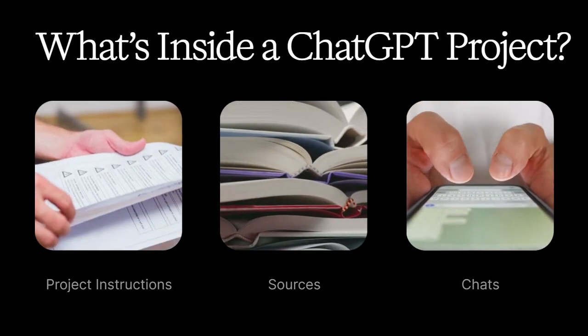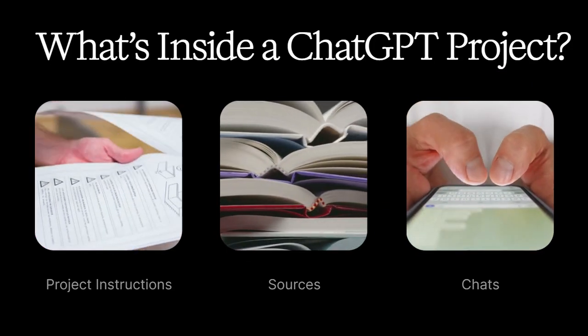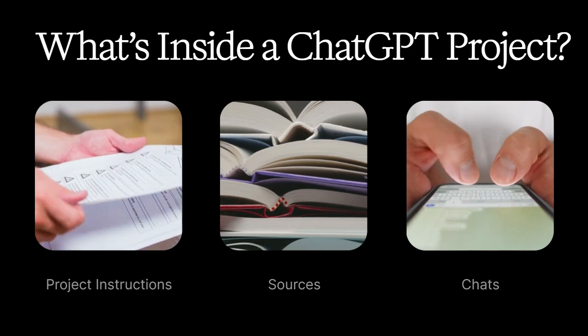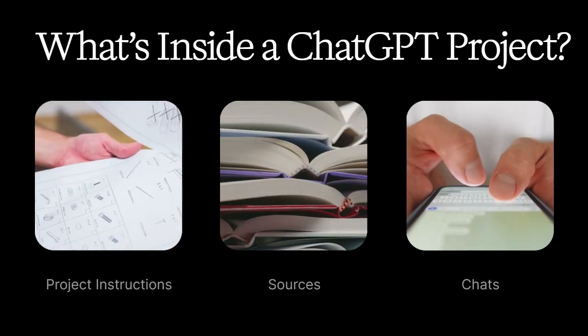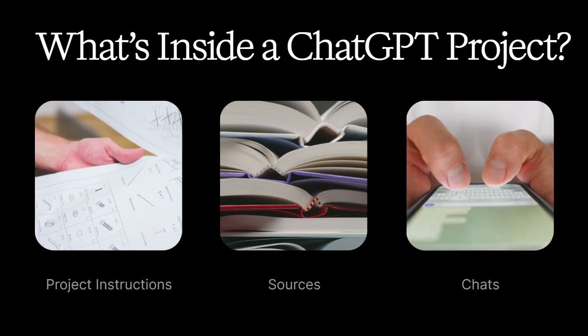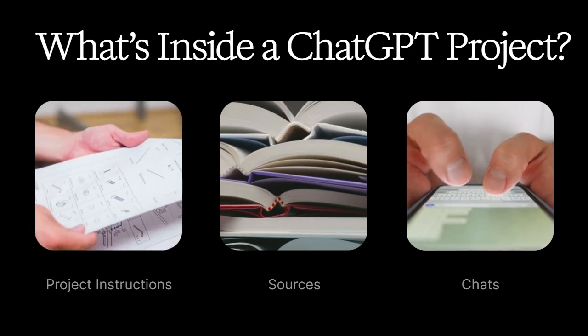If you want ChatGPT to remember the context and all the background information and all the chats that you've had with it previously on this one particular topic, whatever that may be, you're going to want to set up a project. So there's 3 things that live inside of a project, or inside of that specialized folder. There's project instructions, there's sources, and then there's the chats with the AI.